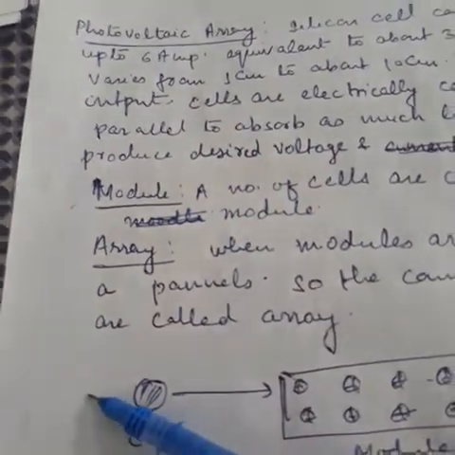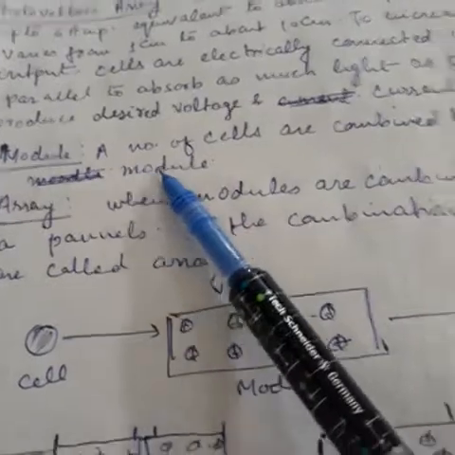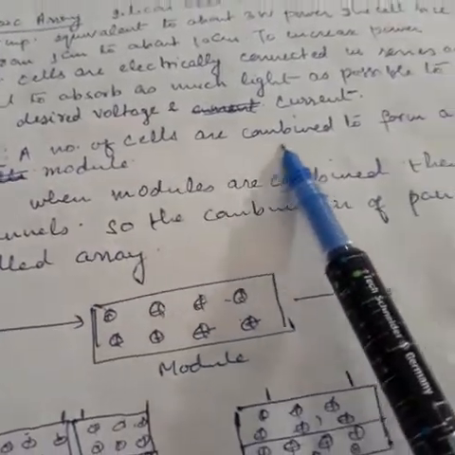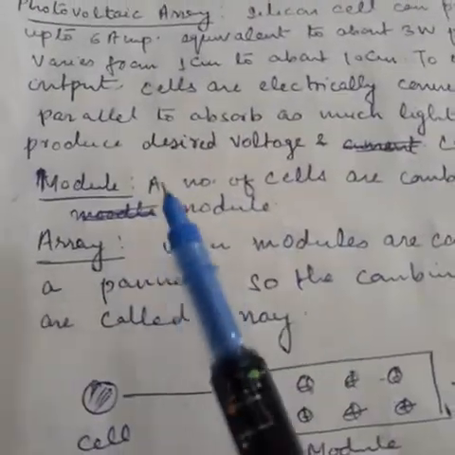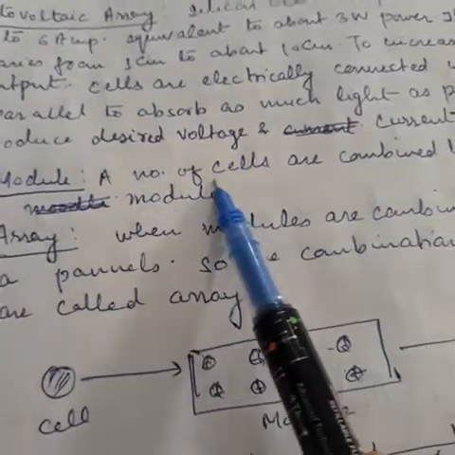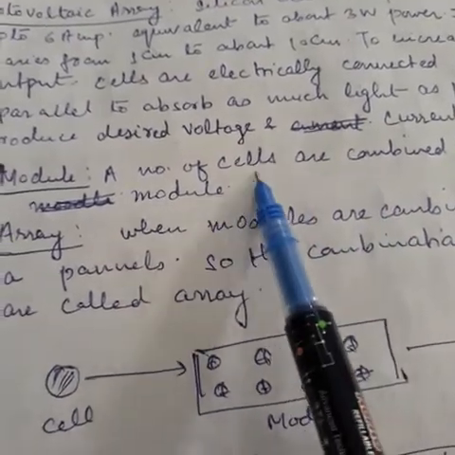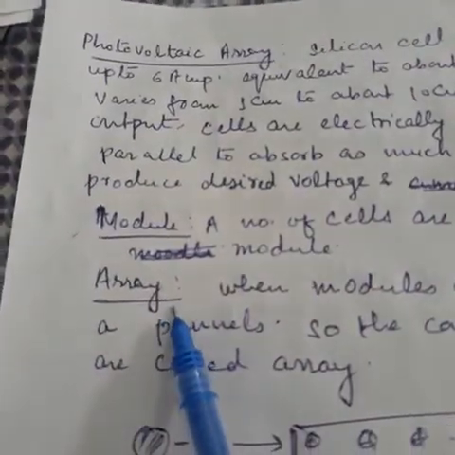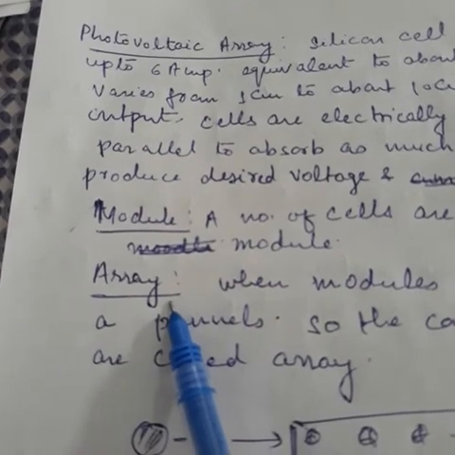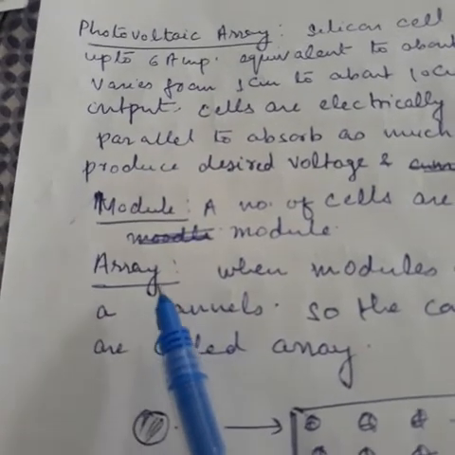So first, module: a number of cells are combined to form a module. It means that a module is a combination of a number of cells. Array: when modules are combined, we get a panel, and the combination of panels is called an array. So an array is the combination of different panels, and the panel is made by different types of cells.